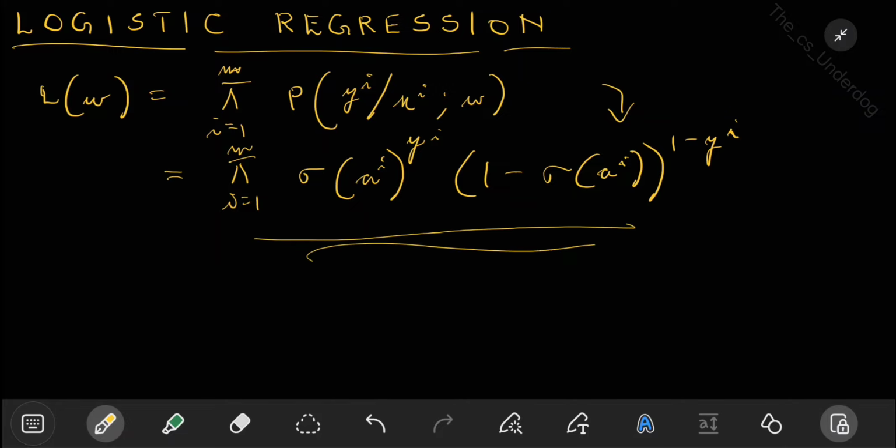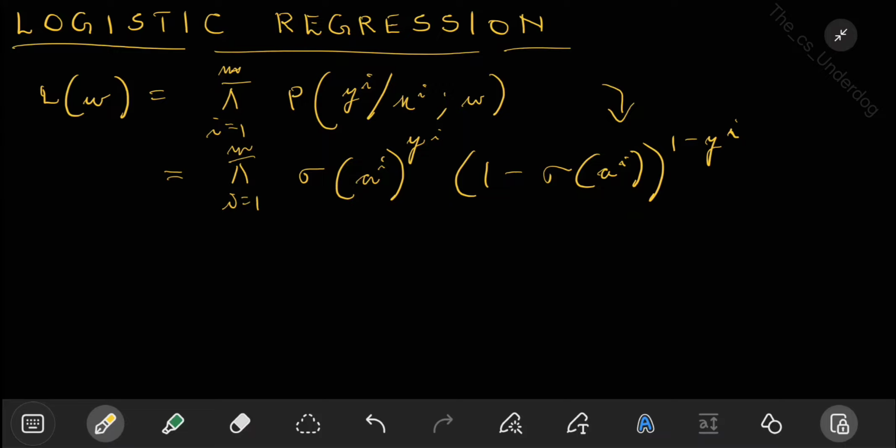So now we know this is the likelihood: the product over i equal to 1 to m different points of sigmoid of ai to the power yi, into 1 minus sigmoid of ai to the power 1 minus yi. This is your likelihood. The next task is how can you maximize this likelihood?